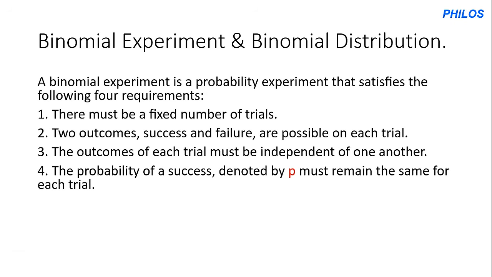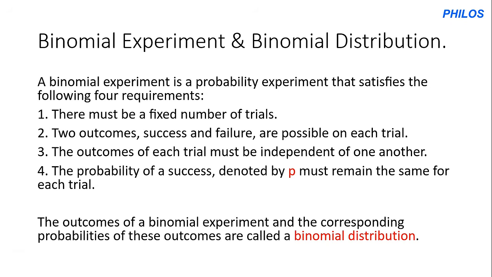And also, the probability of a success, denoted by P, must remain the same for each trial. Now, if the probability of success in the first trial is 20%, that is 0.2, it should be the same in the second trial. It should be the same in the third one, and the same in the fourth one going on. The outcomes of a binomial experiment and the corresponding probabilities of these outcomes are called a binomial distribution.